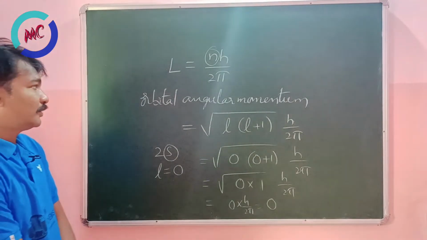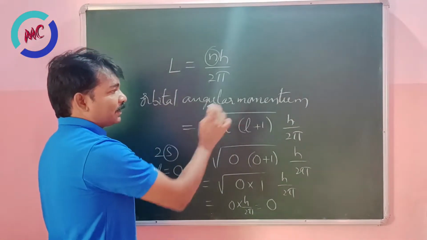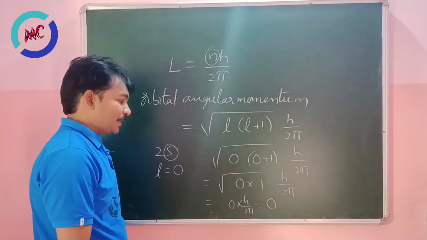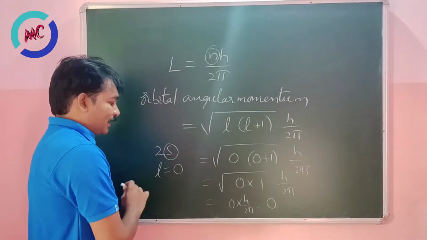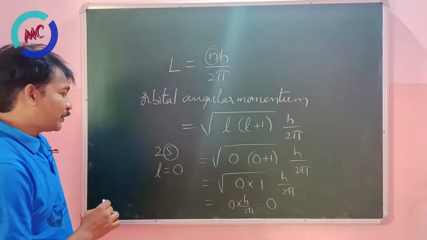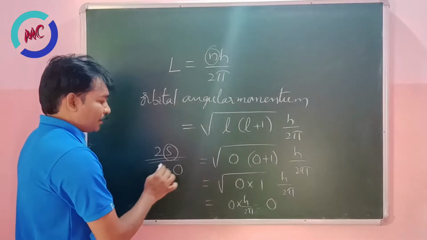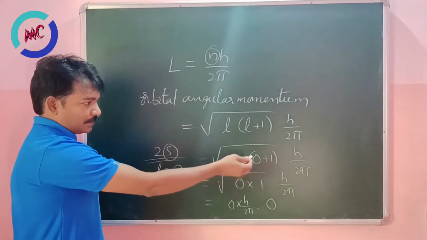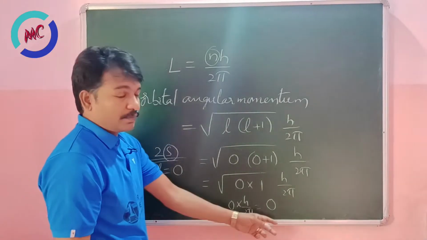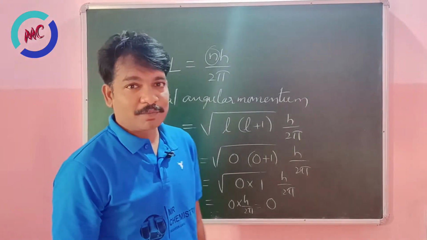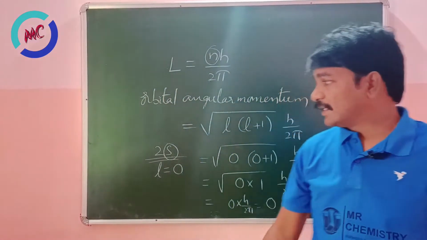I hope it is clear to you. Once again, check it. Orbital angular momentum is equal to root of L into L plus 1 h by 2 pi. Now we are calculating the orbital angular momentum for an electron present in a 2s orbital. For s orbital, the L value is equal to 0. If you substitute the L value 0 in the given formula, then we will get 0. Now we will do one more calculation. Please note down this one.